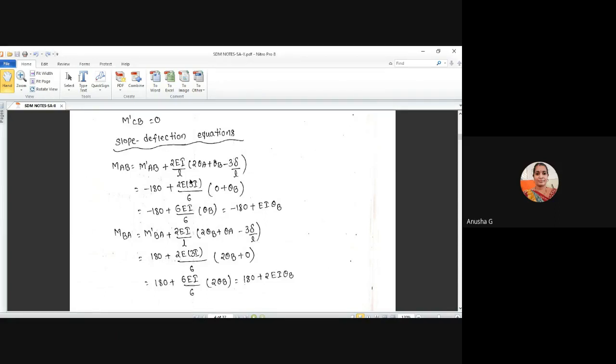2E into EI. Here they gave us 3I. You have to substitute and then write the formula. Similarly for MBA also.